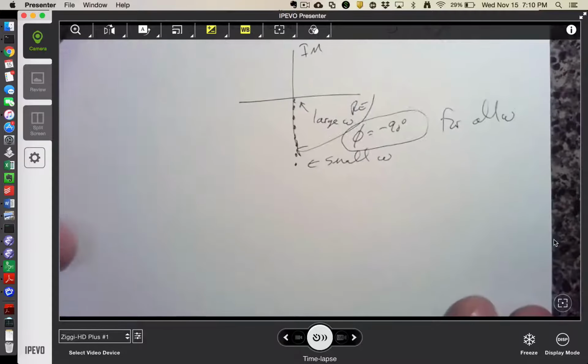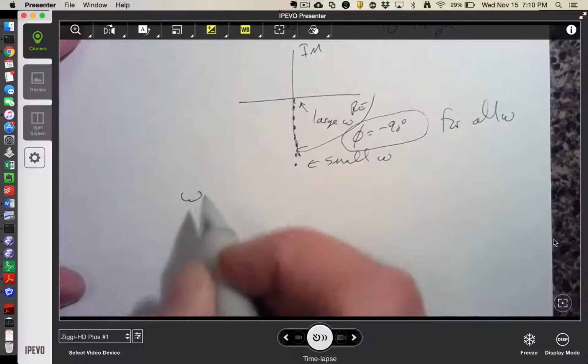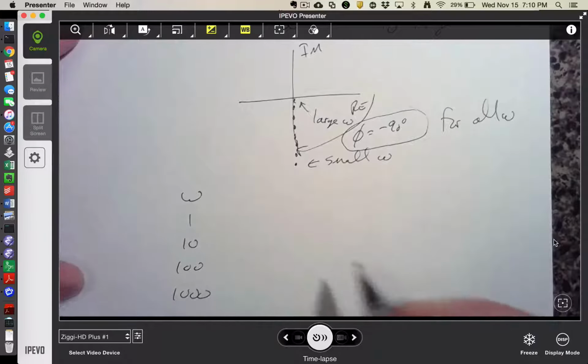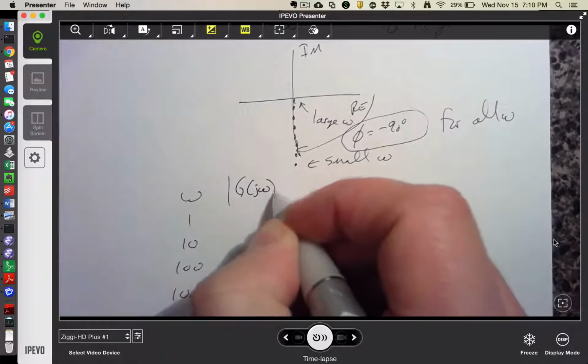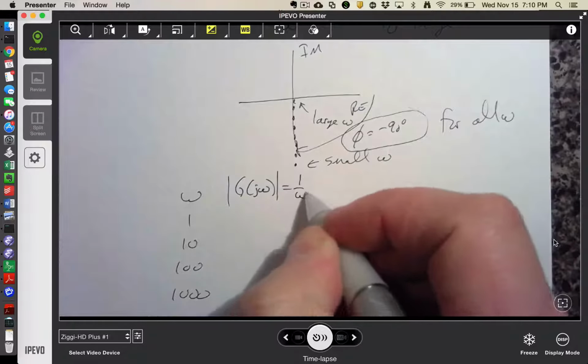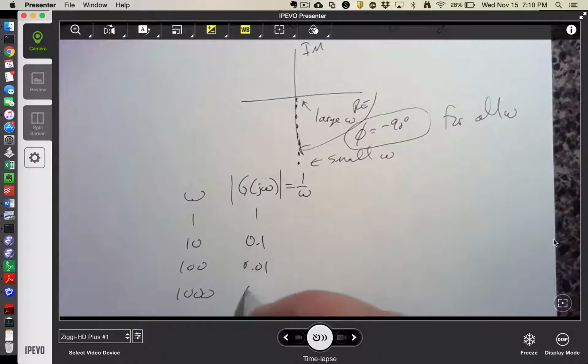So let's talk a little bit more specifically about the magnitude as a function of omega. If I chose, for example, omega equal to 1, 10, 100, 1000, then the magnitude of the integrator would actually just equal 1 over omega. So this is 1, 0.1, 0.01, 0.001. So you can see that for every factor of 10 increase in omega, I've got a factor of 10 decrease in the magnitude of 1 over j omega.